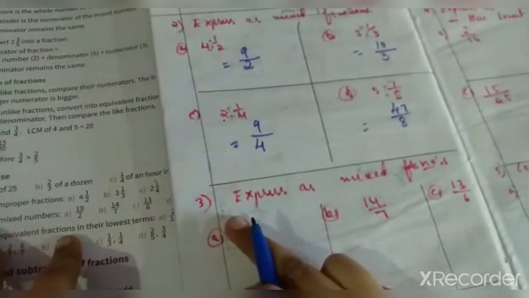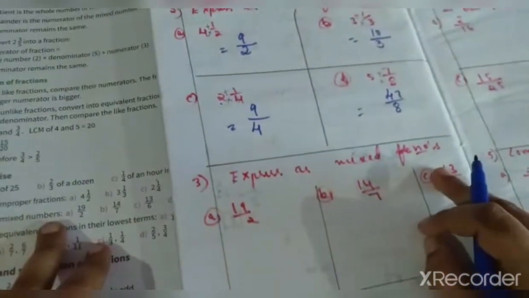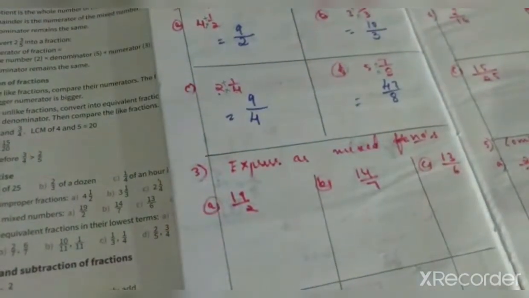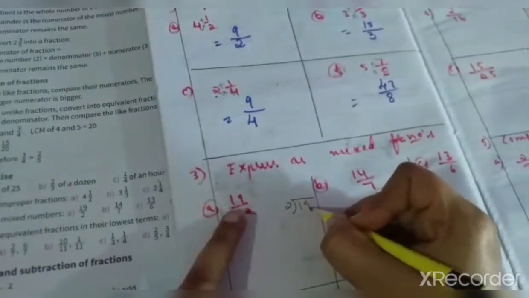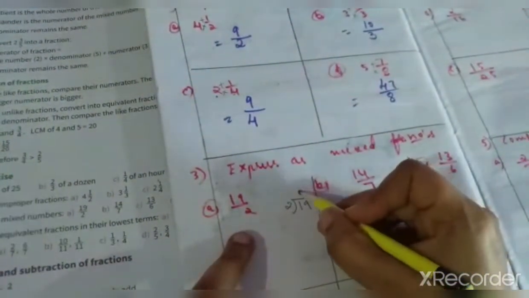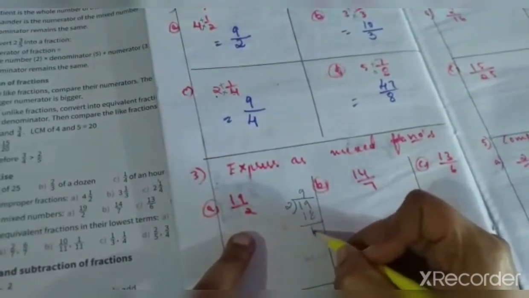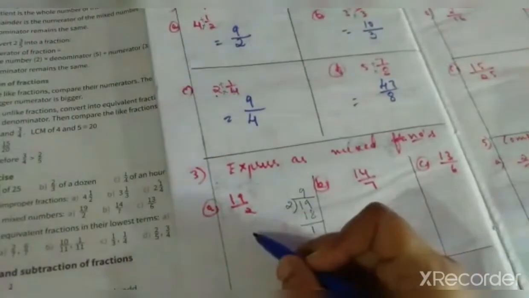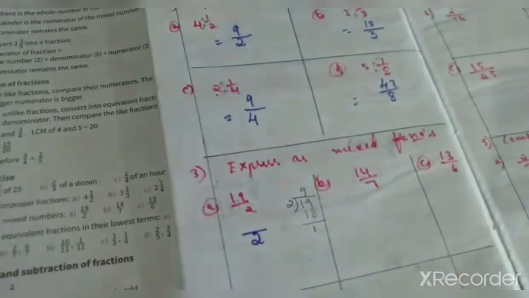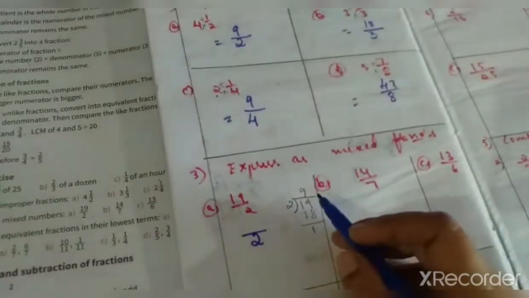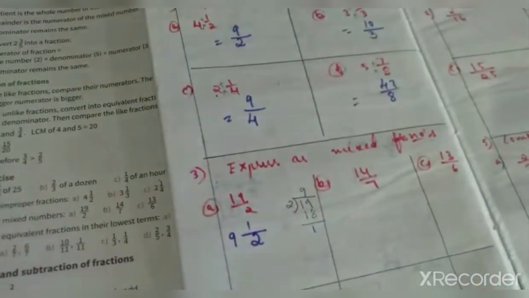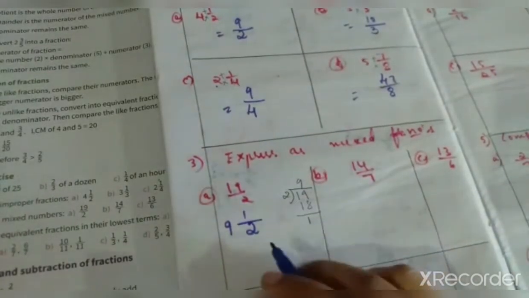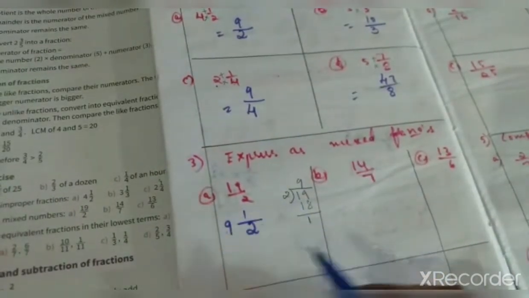Next, express as a mixed fraction. So we can divide and express as a mixed fraction. Divide this number directly. 2 9s are 18, remainder is 1. For a mixed fraction, we don't touch the denominator; the denominator is as it is. The quotient will come here as the whole number and the remainder will come up as the numerator.